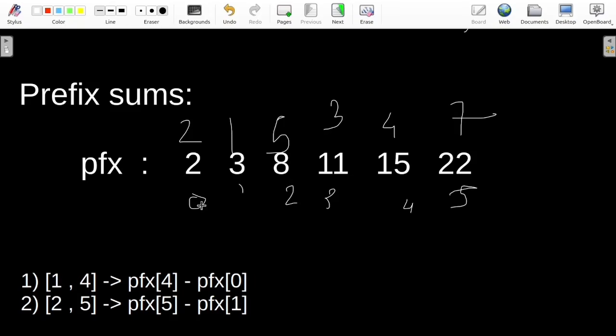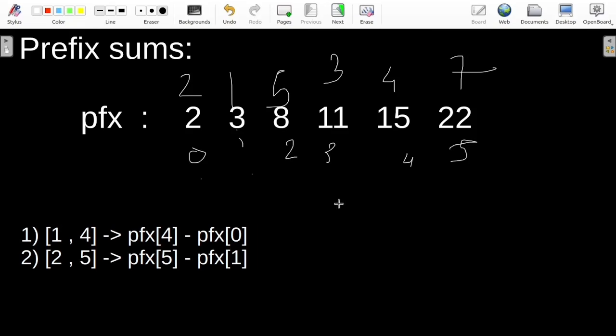So you can see for zeroth index, prefix of 0 is 2. For first index, prefix of 1 is the sum of elements from zeroth index to that particular index. Here in this case, it is 1, so it will be 2 plus 1, 3. For prefix of 2, it will be 2 plus 1 plus 5, which is 8, and so on. So these are prefix sums.